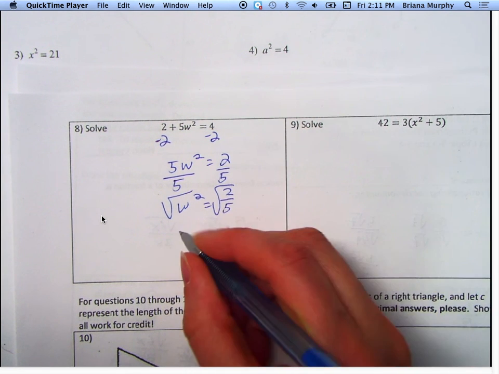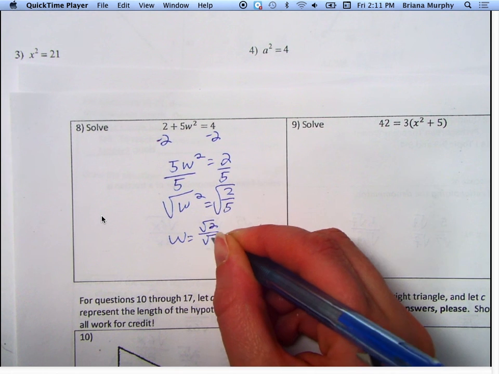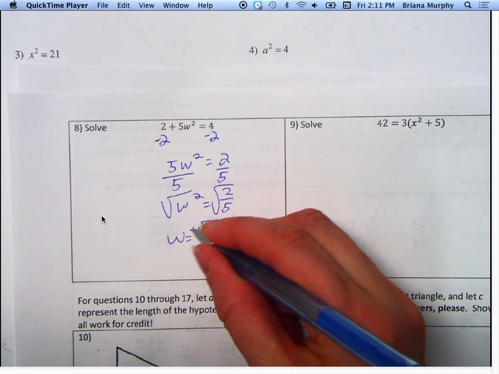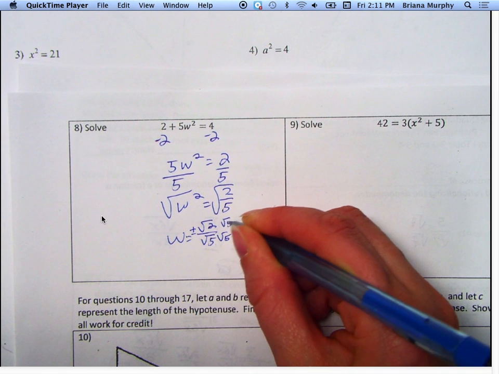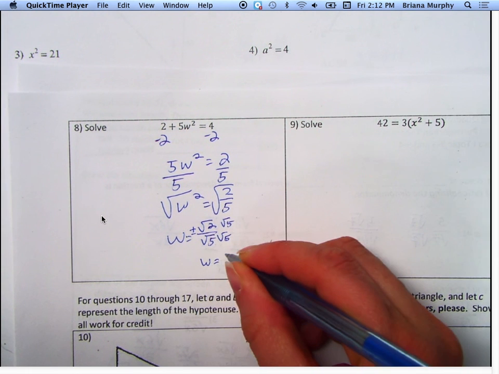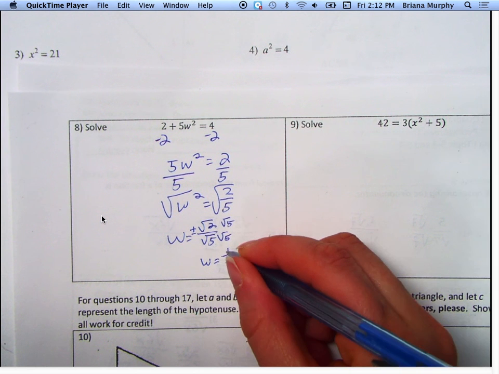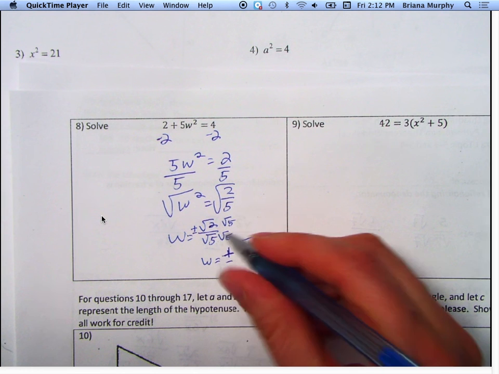Okay, now remember, it looks like this. W equals the square root of 2 over the square root of 5. Can I have a square root of 5 on the bottom? No, so I'm going to multiply, remember this is plus or minus. I'm going to multiply the top and bottom by the square root of 5, and I get W equals plus or minus square root 10 over 5.